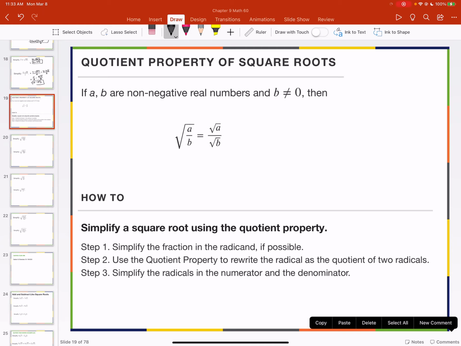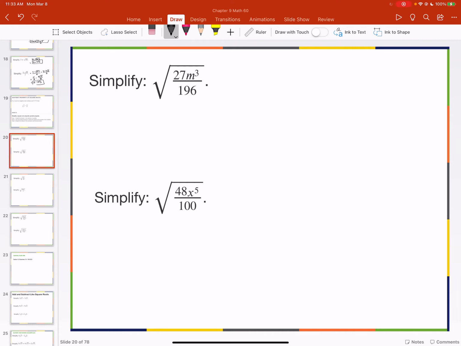So basically, you would do that and then simplify the numerator and the denominator separately. Okay, so let's say here you have the square root of 27m cubed divided by 196, right? And that's the square root of the entire thing. Now, 196, I believe that's a perfect square, right? It's 14 squared. So here you have, let's look at it this way.